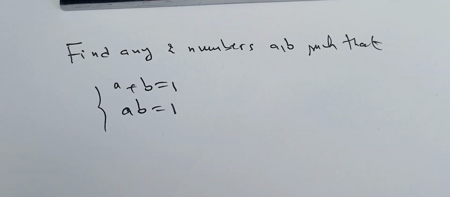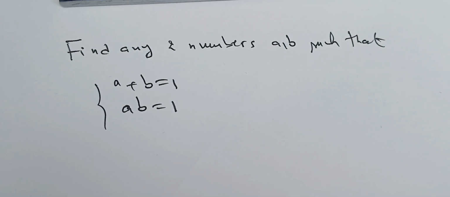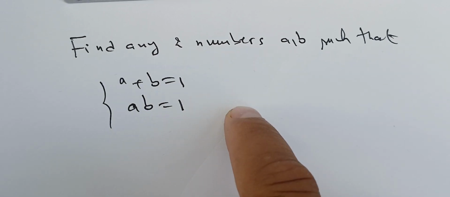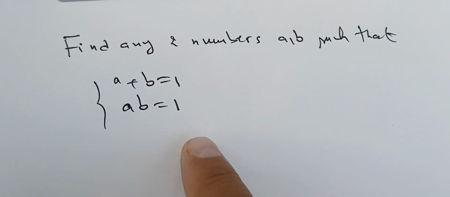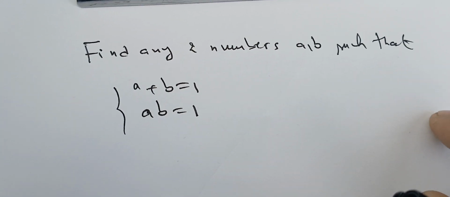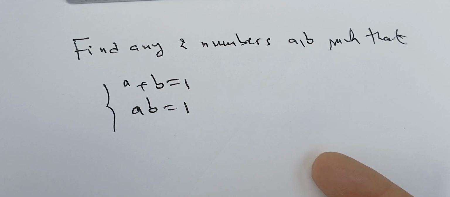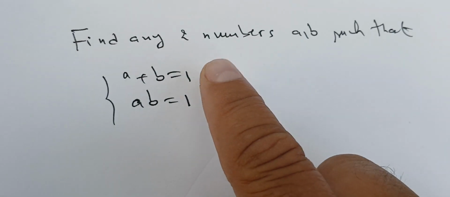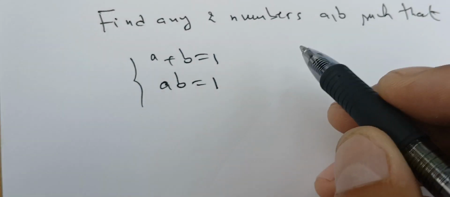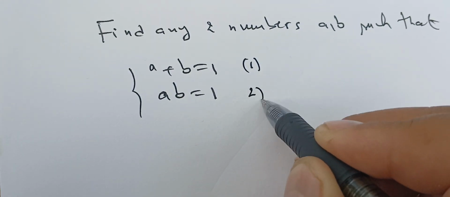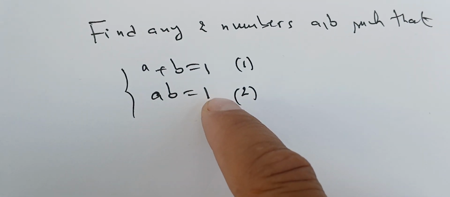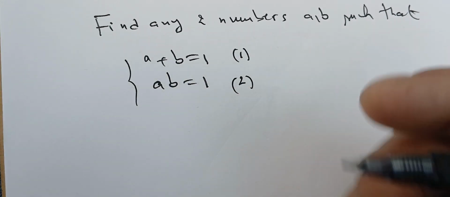A good approach to solving this problem is to solve for one of the variables and plug it into the other equation, so that we solve for just one variable, because we have two. So we can solve for b and plug it into the second equation. Let's call this one first and this one second. We can solve for b in the first one, plug it into the second one and solve for a. That's what we're going to do.